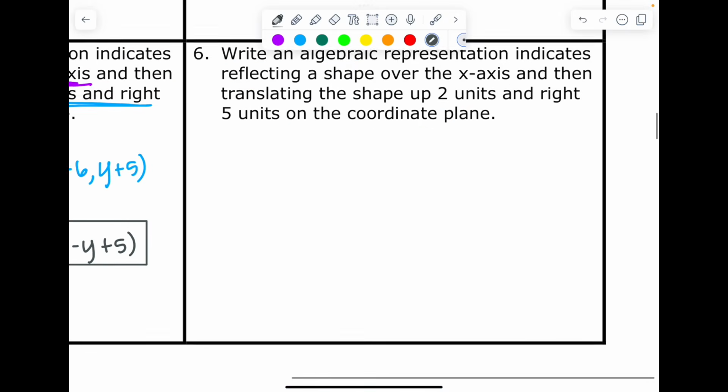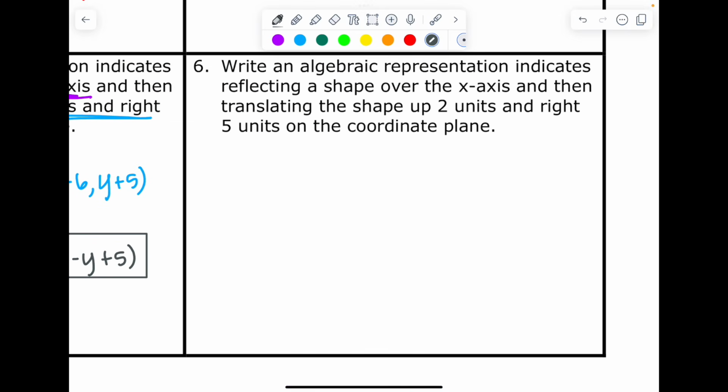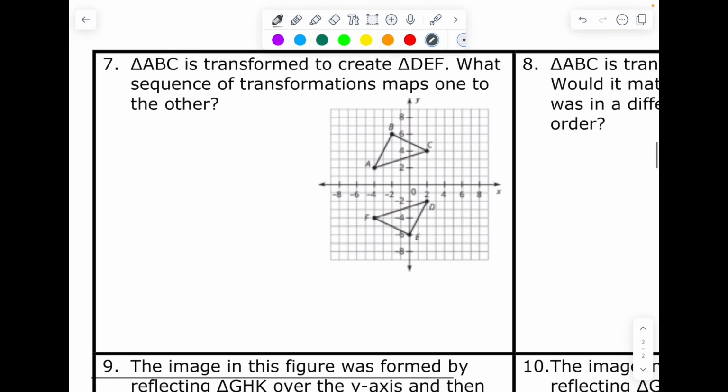Go ahead and try number 6. Same situation. Number 7, ABC is transformed to create DEF. What sequence of transformations maps one onto the other?